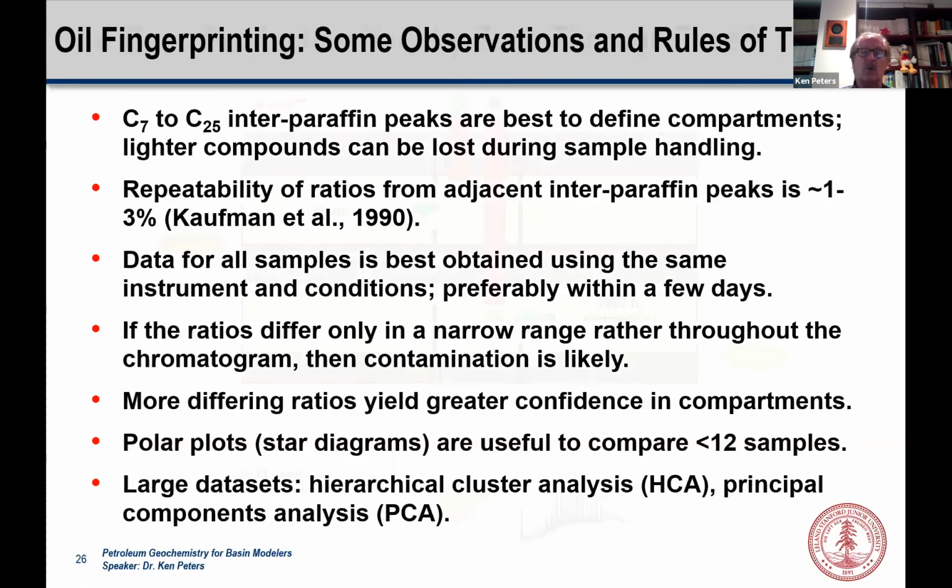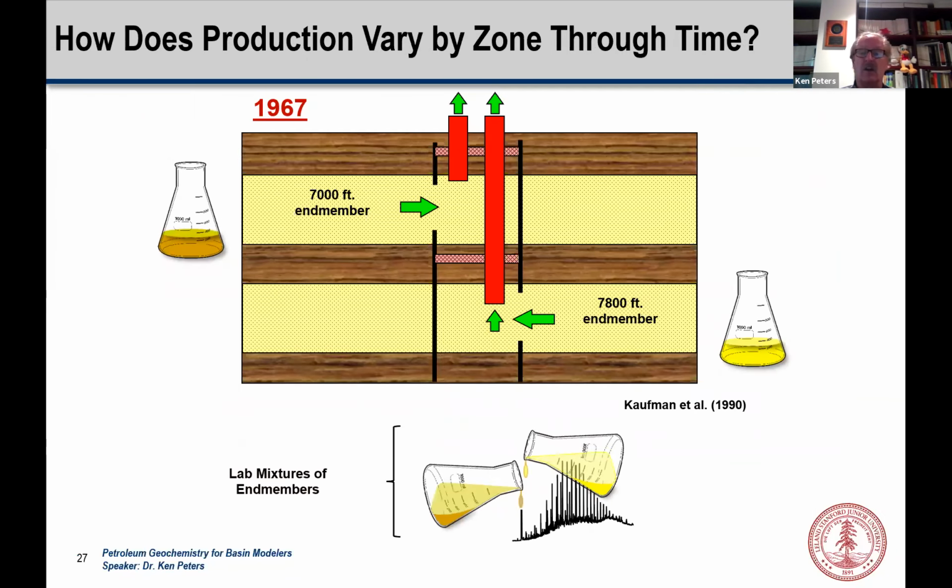Well, let's look at a really quick example of a production issue. This is Russ Kaufman's work. This is in the Gulf of Mexico, and you can see we've got a dual producing well here with 2 drill strings. That well was completed in 1967. You see you've got a shallow end member, 7,000 feet, and you've got it packed off, and you've got oil also being produced from the 7,800 foot sand. Okay, so these are distinct oils. They're probably from the same source.